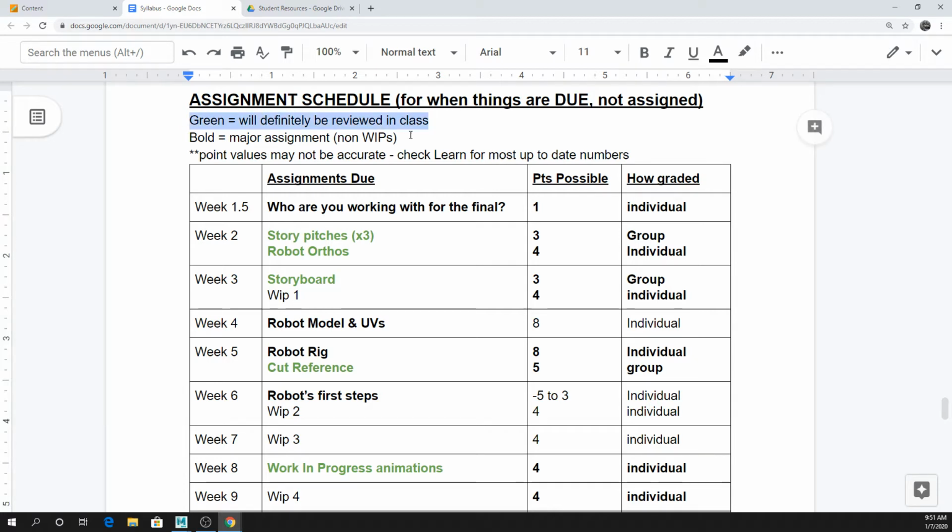Basically, I just color-coded stuff. I don't know why I like color coding. But the green stuff is stuff we'll definitely be looking at in class. And anything that's bolded is a major assignment with a specific deadline, not a little work in progress assignment.